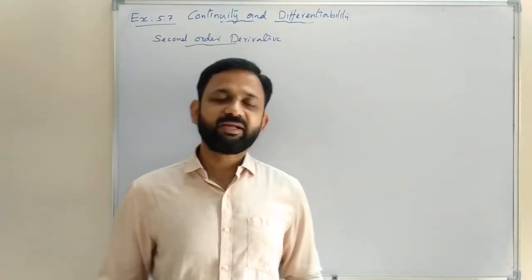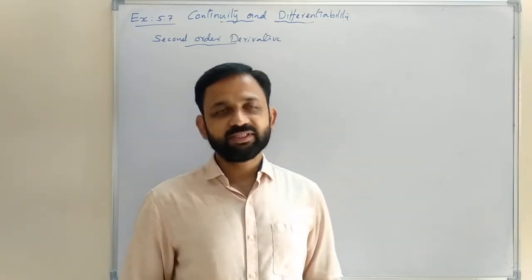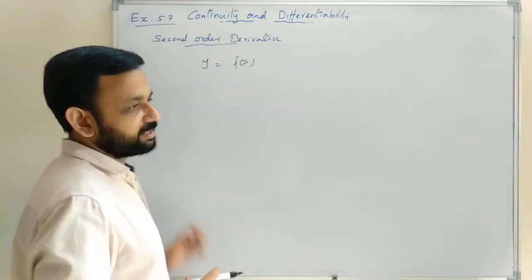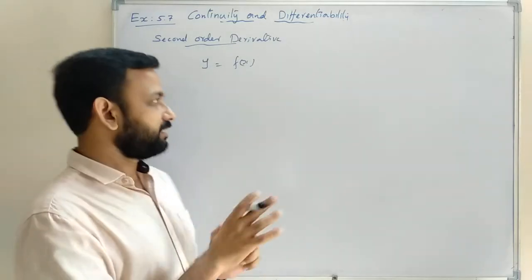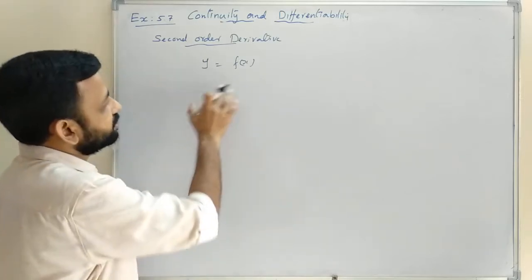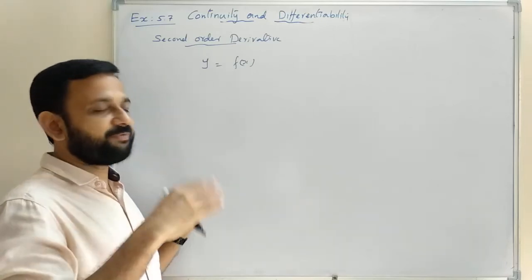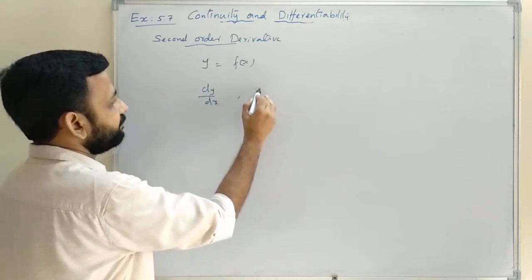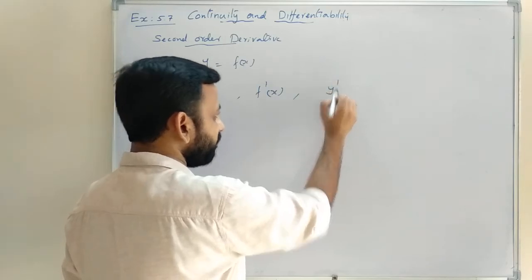Today we will learn the second order derivative. Suppose y is equal to f of x is a function, and here we have two variables, y and x. In the previous class we learned how to find the derivative of this function. If this function is differentiable, we can find its derivative, that is dy by dx, or we can denote it as f dash x, or we can write it as y dash.